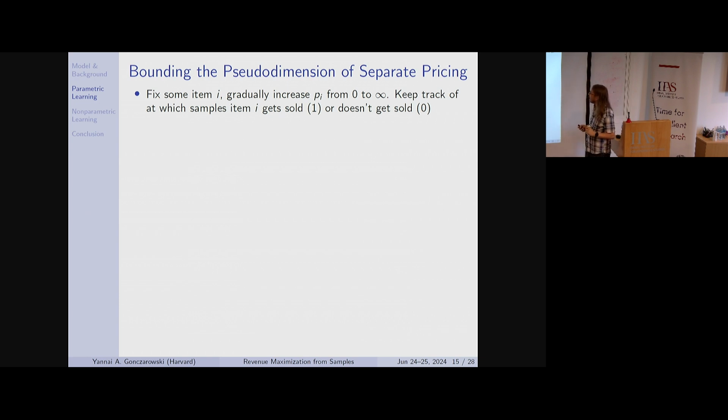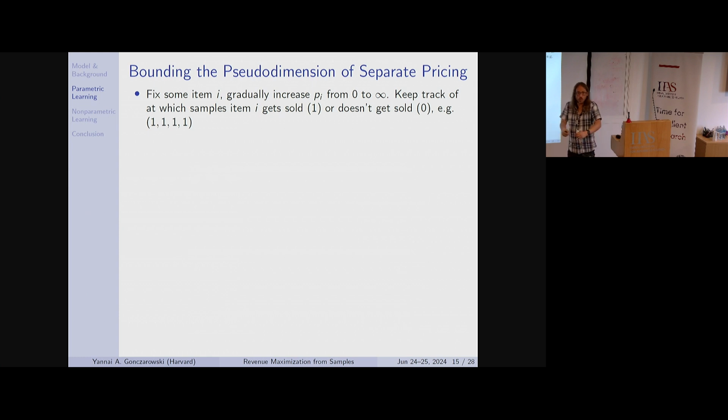And keep track, for each such price, at which samples this item gets sold or doesn't get sold. What do I mean by that? I start with a price of 0. At a price of 0, at any of these S samples, this item will be bought. So I put 1, 1, 1, 1. 1 indicates the item is bought. I raise the price of this item. I raise it still, and at all of the samples it is bought.